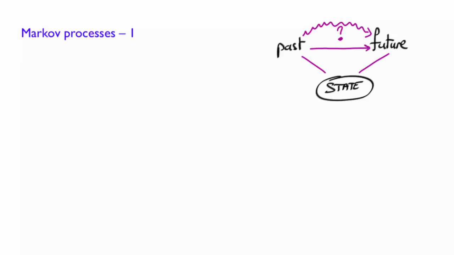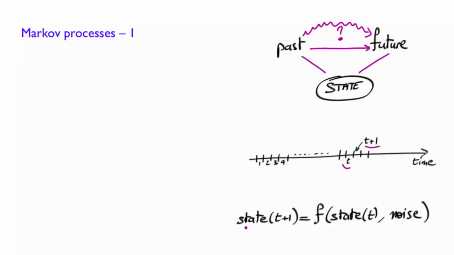We will restrict ourselves to discrete time Markov chains, in which the state changes at certain discrete time steps. The state at time t plus 1, which is here, is a function of the state at time t, and there is some noise or randomness.